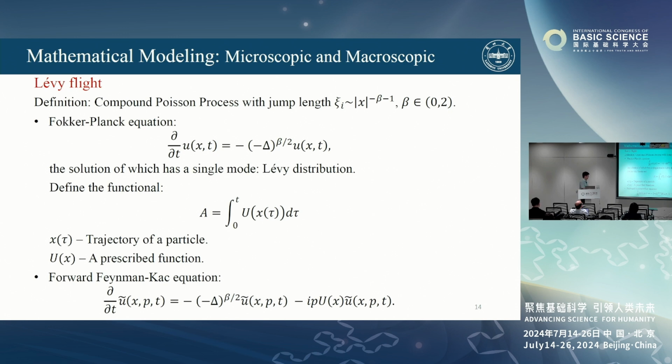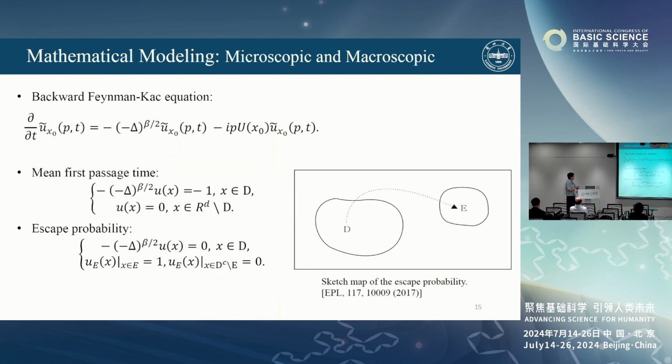So there is a Fokker-Planck equation for that process, a Poisson renewal compound Poisson process with jump length Ci. The jump length follows a power law, x to the minus beta minus 1. So we can quantitatively study and solve this equation. We can get the joint distribution U(x,p,t).